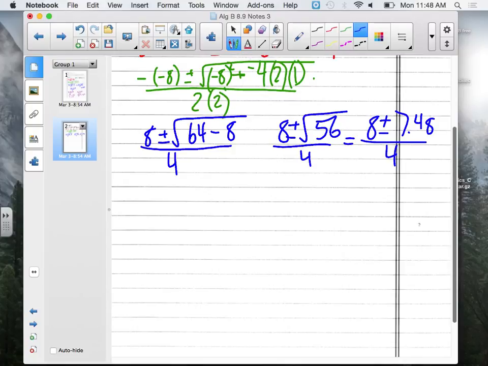All right, so we're at a point where we can split this up, right? So what do we write? What's our first expression that we have? 8 plus 7.48 over 4. Okay, and what's our other one? 8 minus 7.48 over 4. Exactly.